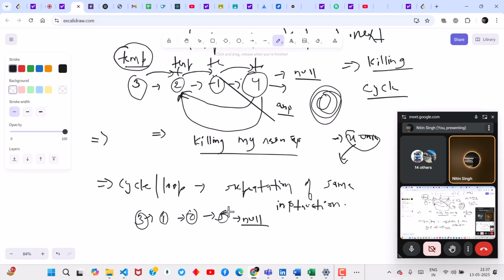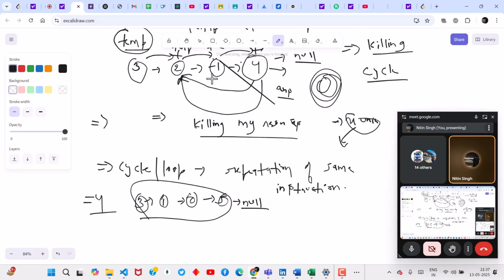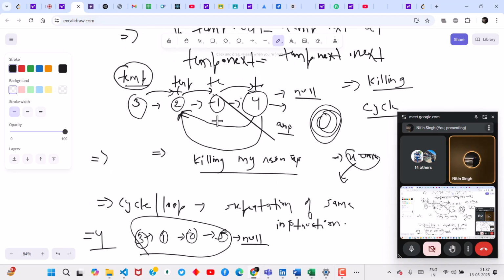That simply means 5 is my last node, 3 is my head node, and I have made a total of 4 iterations. And I'm okay with that. I have used my resources in a very good way: I made just 4 iterations and got to the end of my linked list. But in the case of this linked list, I'm stuck in a loop. So what we have to do in this question is find whether there is any loop inside my linked list or not. That's it.